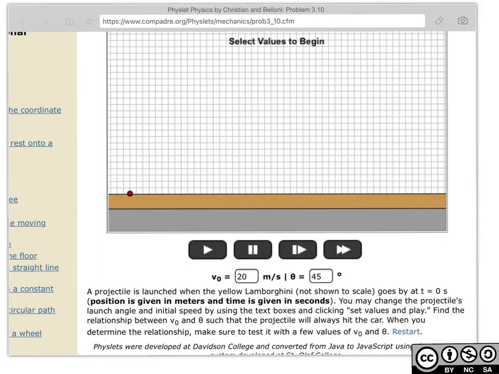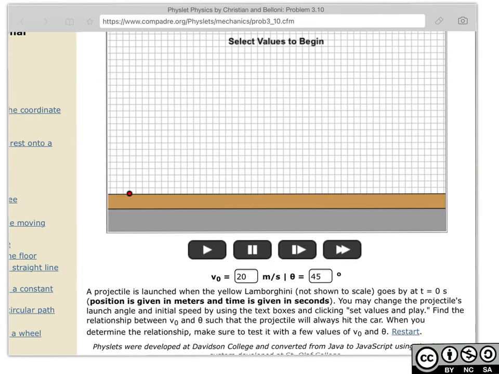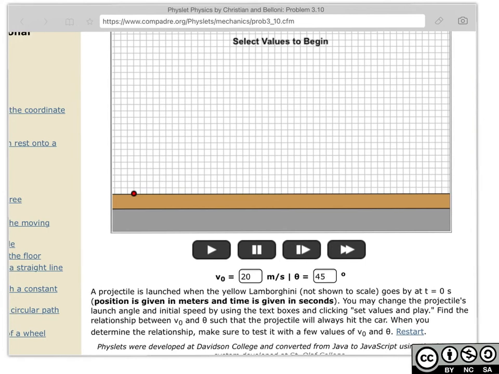Number 10, you can set the velocity of the car and the angle that the projectile is launched at. So if we run the simulation, we see the Lamborghini comes by. As soon as it gets to the center, the projectile is launched. And you see, watch the ball and the Lamborghini. You see the ball's getting ahead of the Lamborghini.